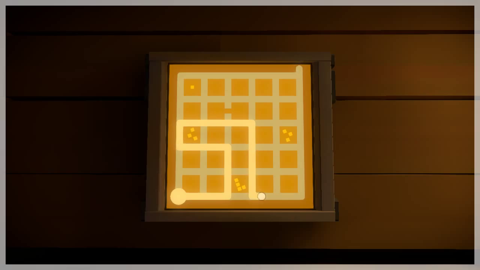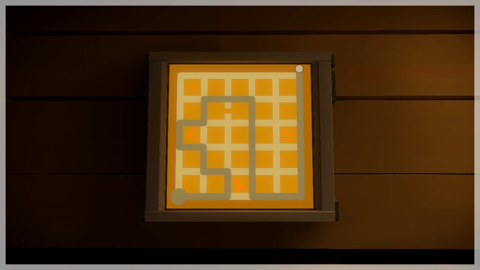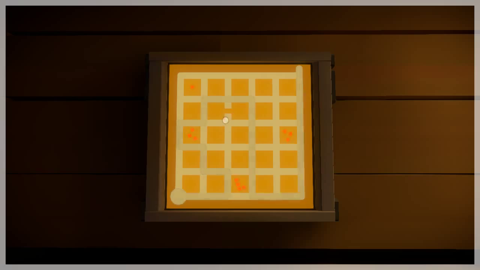Oh wait, I could do like that, and that connects them. Okay. I don't know why I didn't see that before. In fact, I think that would work for these guys. No, why doesn't that make them happy? Oh, duh, it's because of this strategic break.